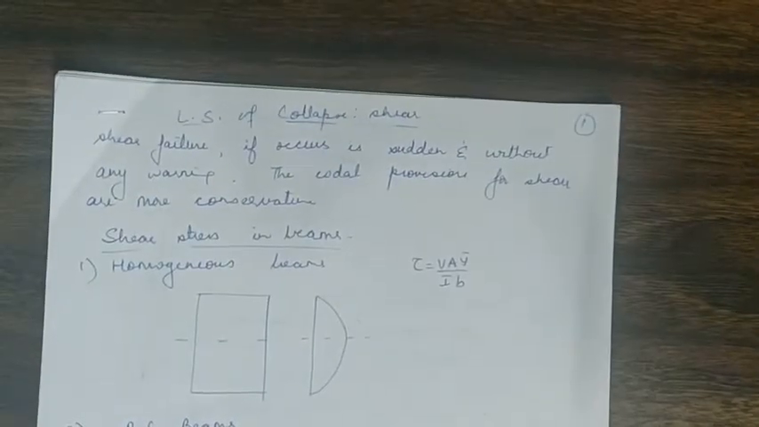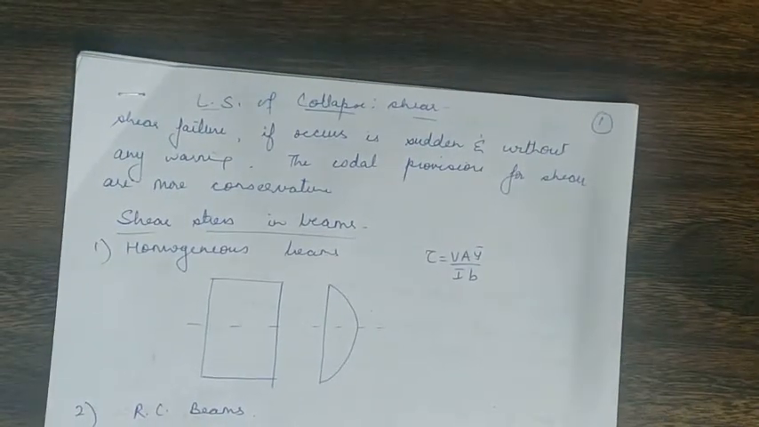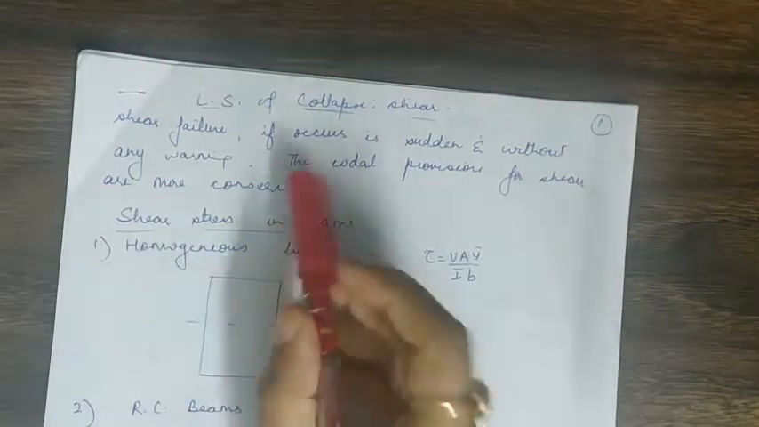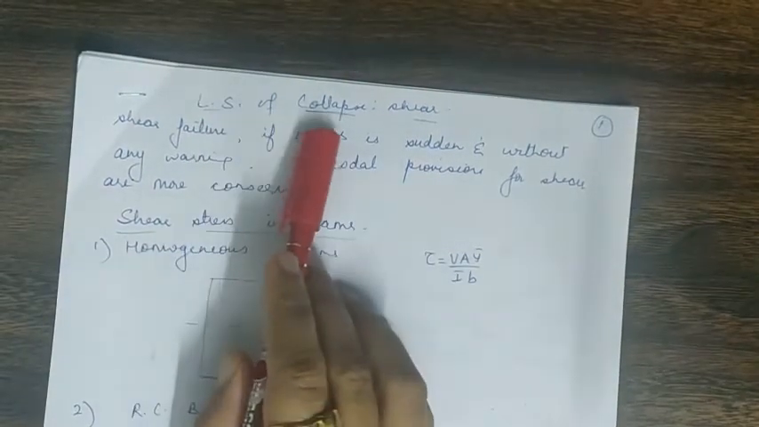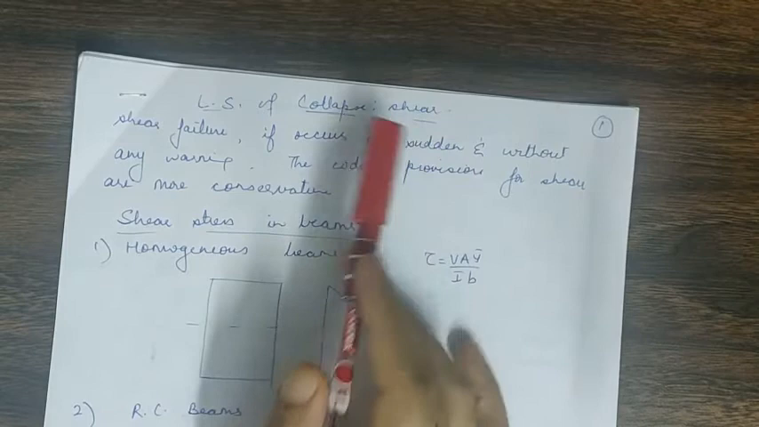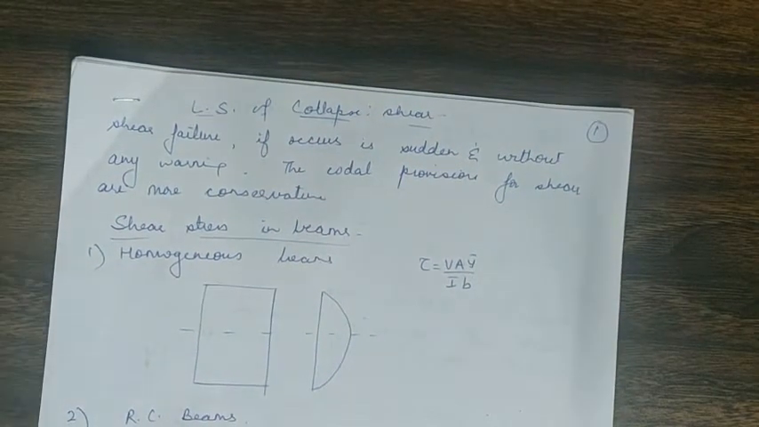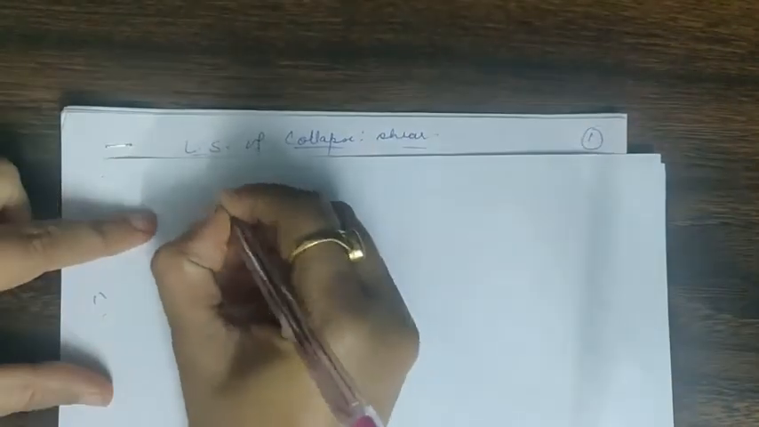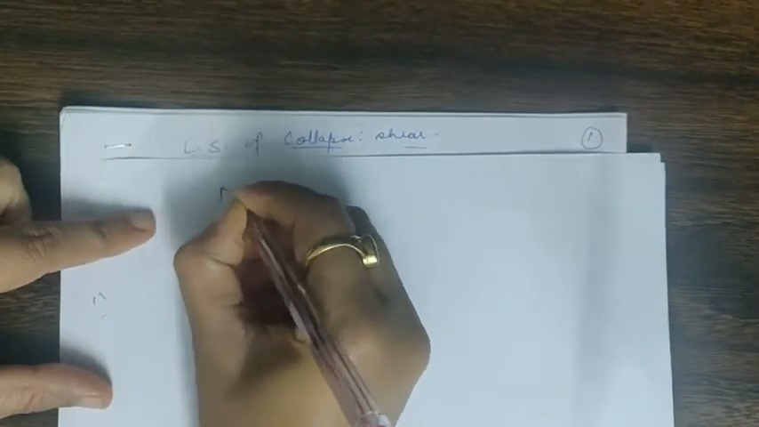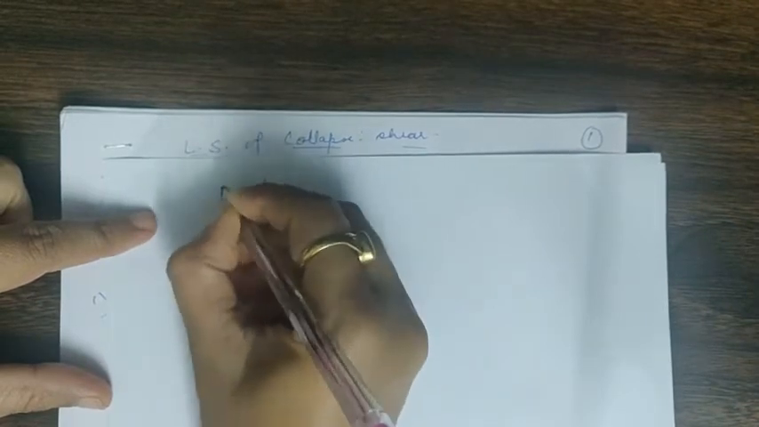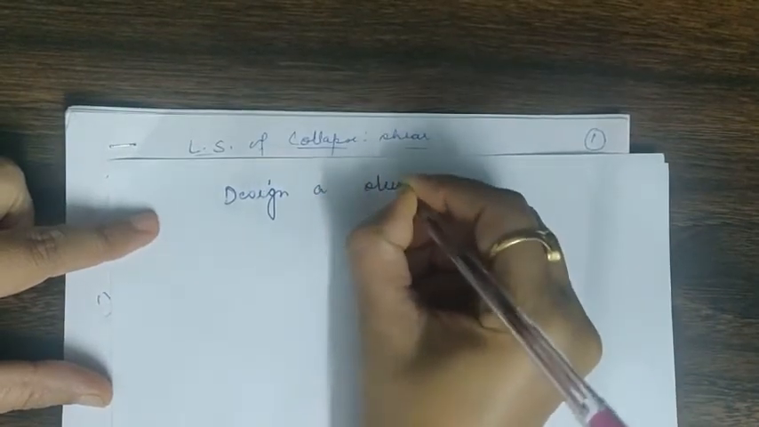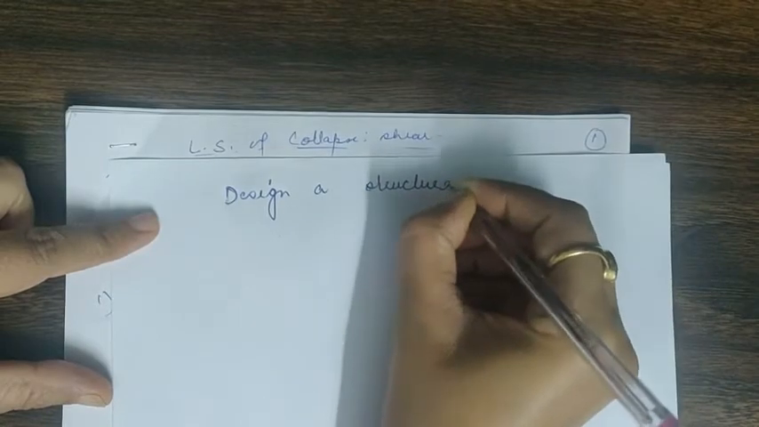Hello students. Now let's talk about another kind of limit state, that is limit state of collapse, shear. If I summarize whatever we have done till now, we were talking about what we want to do. We want to design a structural member. So this is what we were doing.